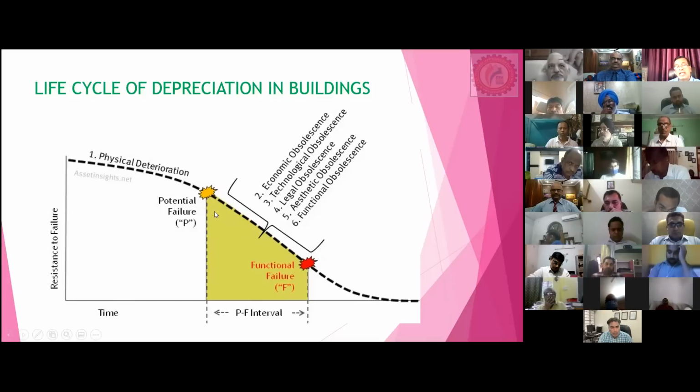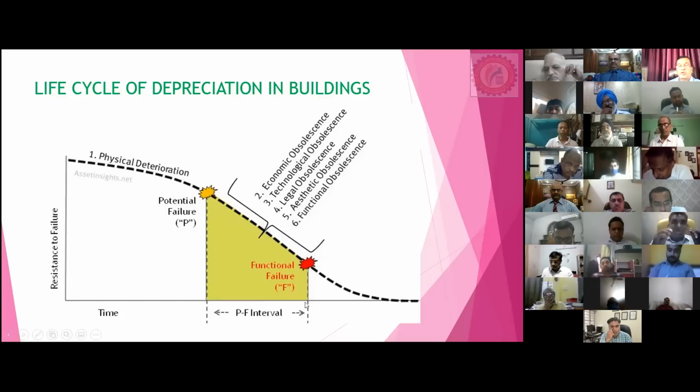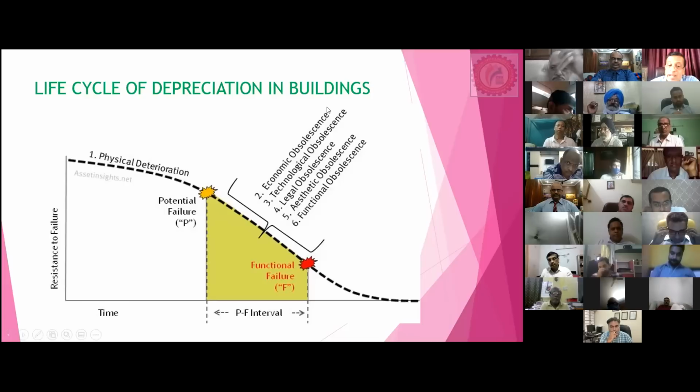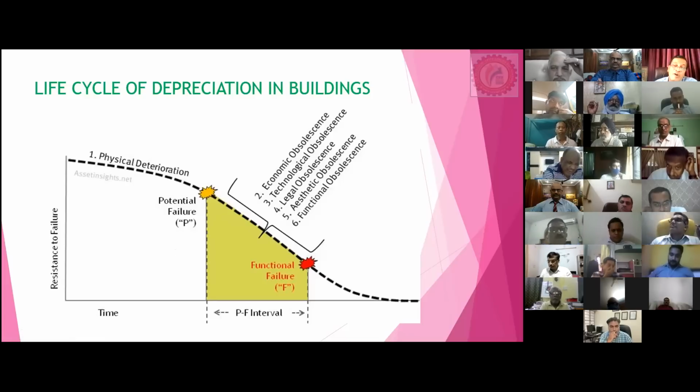So there are 3 cycles. This may be around 20 years or 25 years at the maximum, another 15 or 20 years, and another 20 years. I have roughly classified. So any building or even any machinery can be divided into 3 life cycles. See, in case of a building, if you analyze this figure, up to 20 or 25 years there will be only physical deterioration.